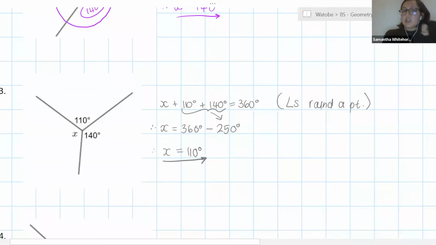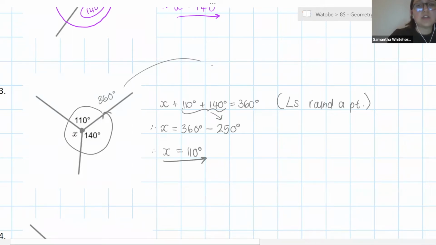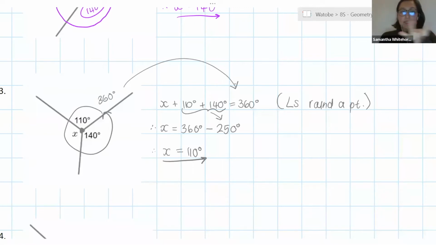Okay, guys. Thank you. So, because all of those angles are around one central point, if I add them all up, oh, that's a terrible circle. If I add them all up, I have to get 360 degrees. So this is that statement and the reason that I'm making there. If I add them together, I must get 360. As Ayanda said, when we say 110 plus 140, we get 250. And so using those inverse operations from solving equations, I'm going to get 110 degrees.